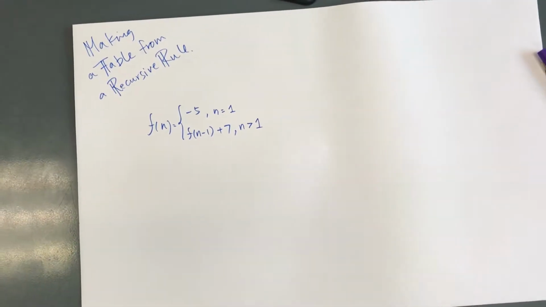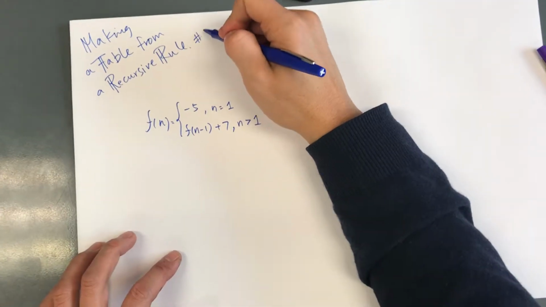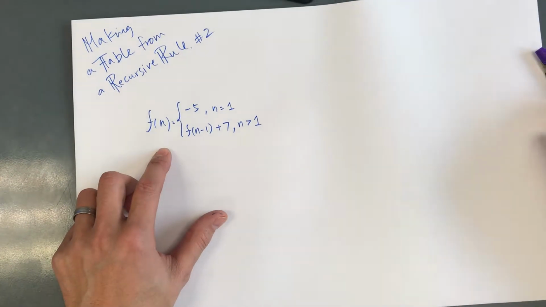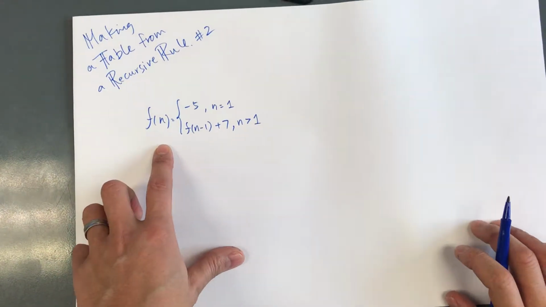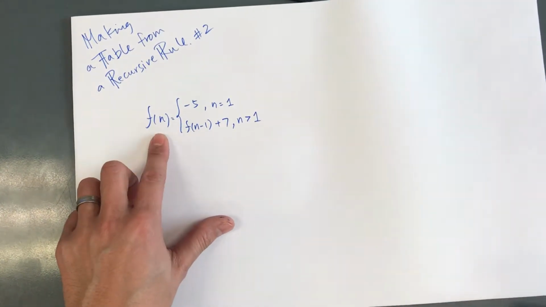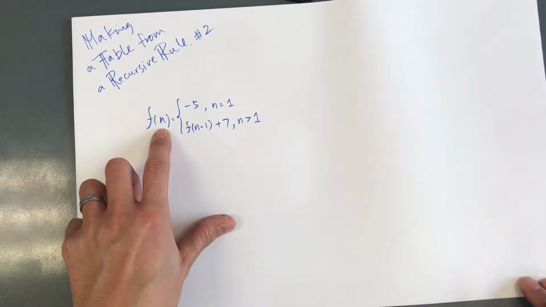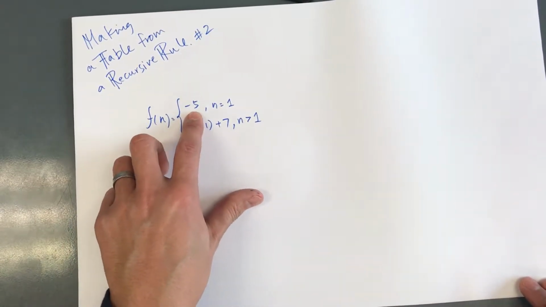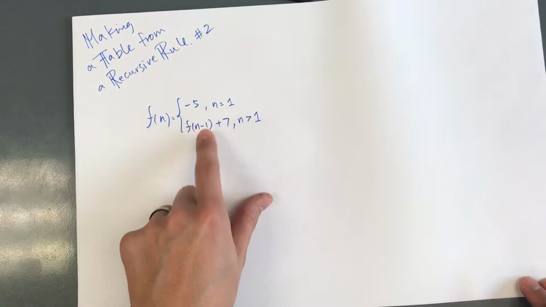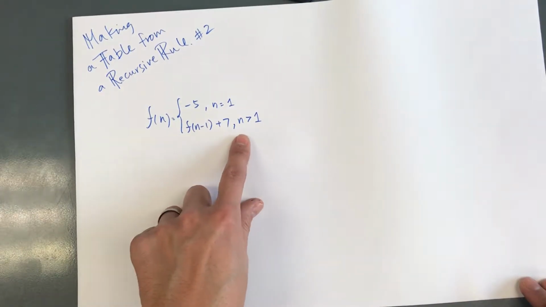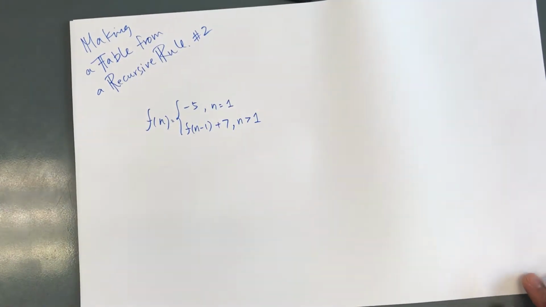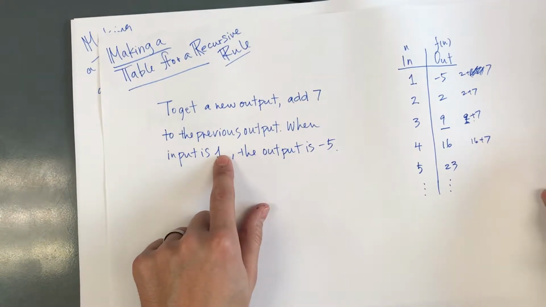Making a table from a recursive rule, number 2. So we have this weird looking form right here. Looks pretty complicated. We read this as f of n equals -5 when n equals 1, and f of n minus 1 plus 7 if n is greater than 1. This is exactly the same as this rule, right?